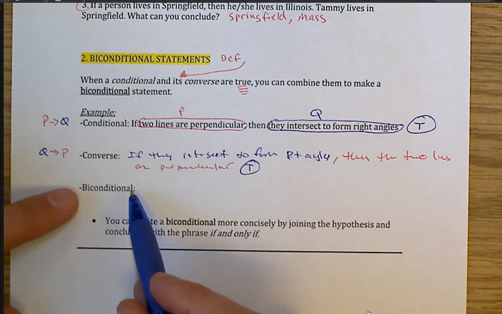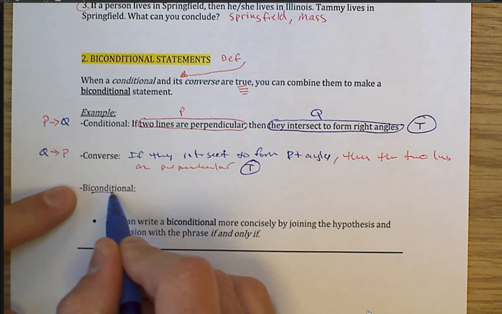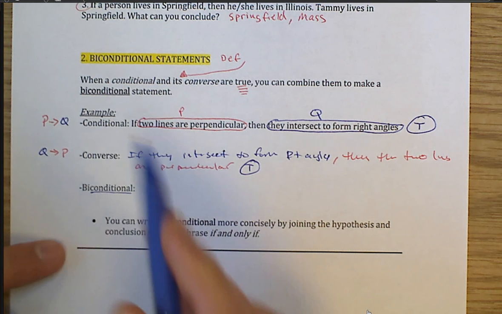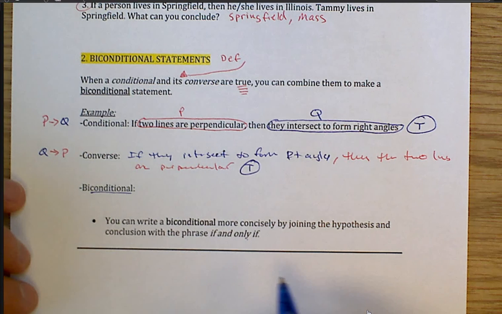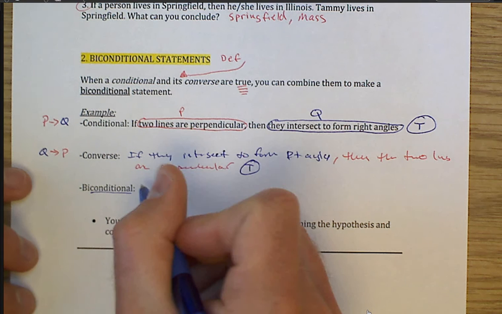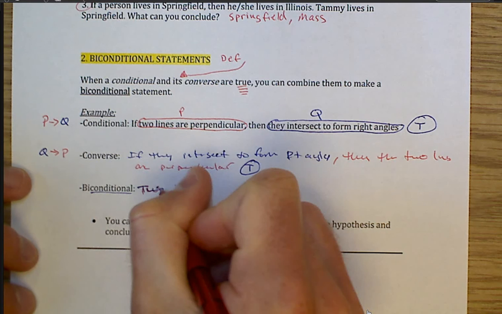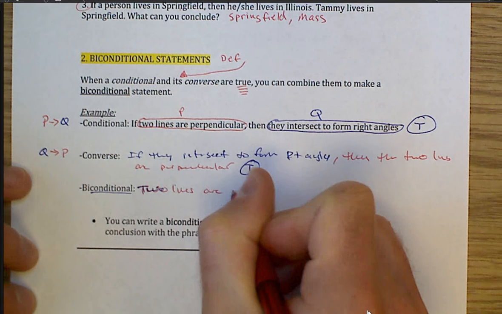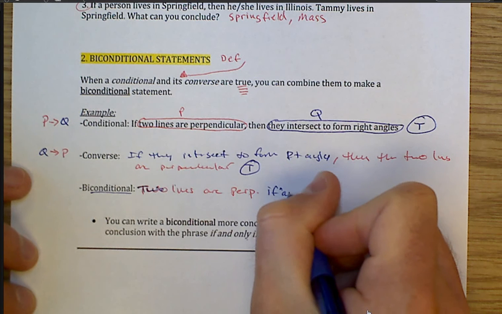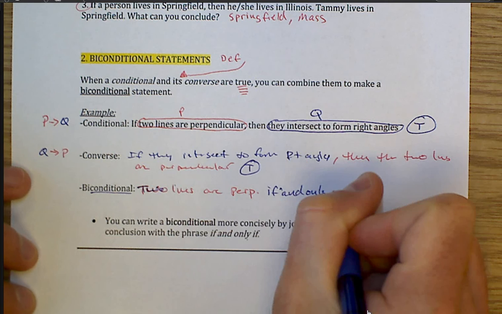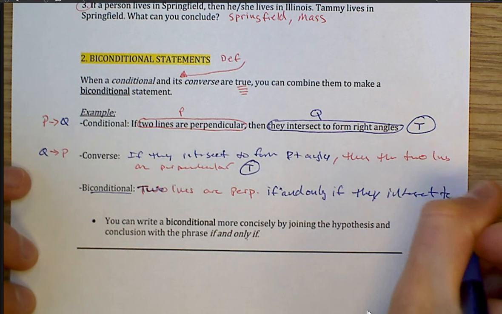Now a biconditional, here's the nice thing about it. It's basically the conditional statement above, which is this one, with just this phrase, if and only if, in between. So here's what it would look like. I'll write it and then I'll talk about it. I should be using red. Two lines are perpendicular if and only if they intersect to form right angles.